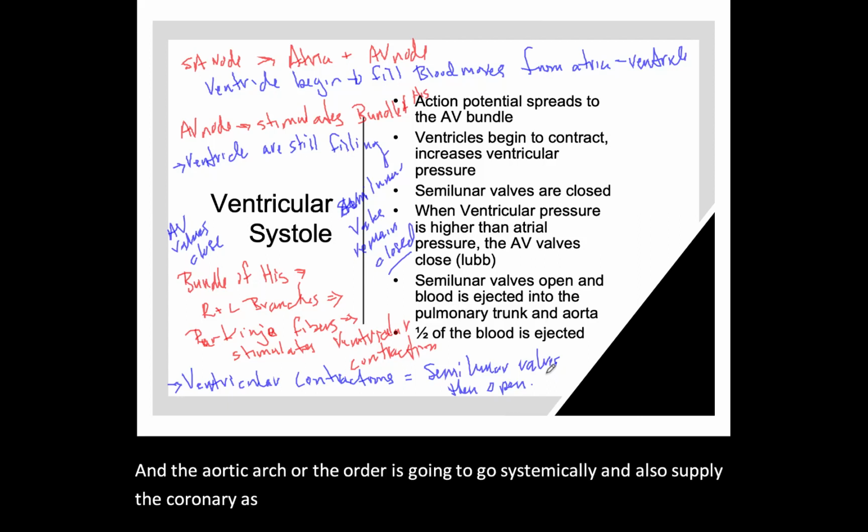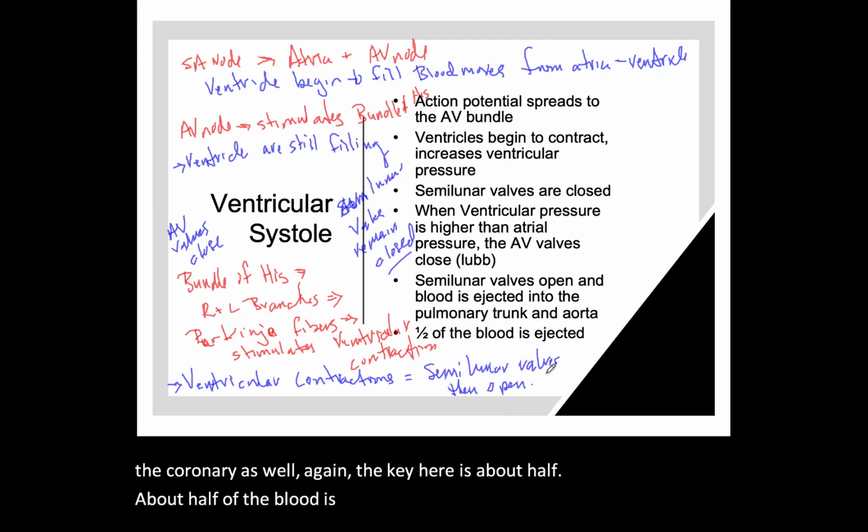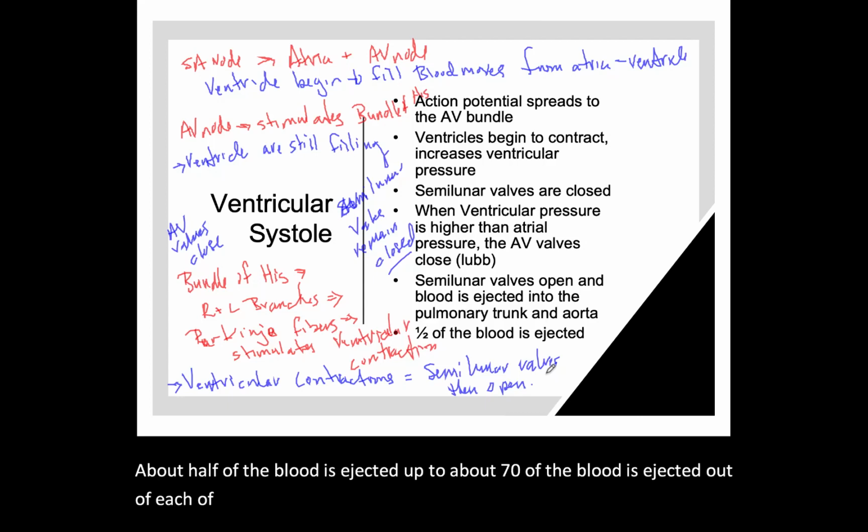Again, the key here is about half of the blood is ejected, up to about 70% of the blood is ejected out of each of the ventricles respectively. We know that the left ventricle is a little bit larger than the right ventricle. Right?